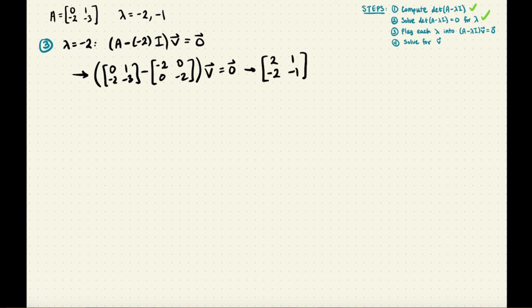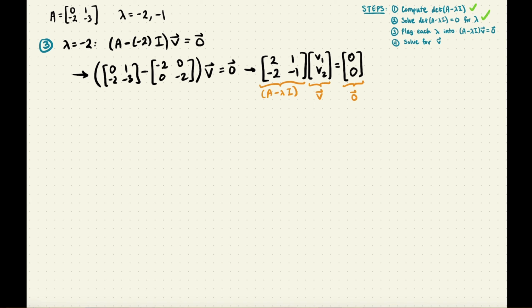The vector v has two components. I'll call them v1 and v2. And the 0 vector is just the 2 by 1 vector that holds zeros. So this is a system of linear equations that we're trying to solve. Let me just highlight what each of these pieces is so that we remind ourselves what we're looking at. This is A minus lambda I. In this case, lambda is -2. This is the vector v, and this is the 0 vector.